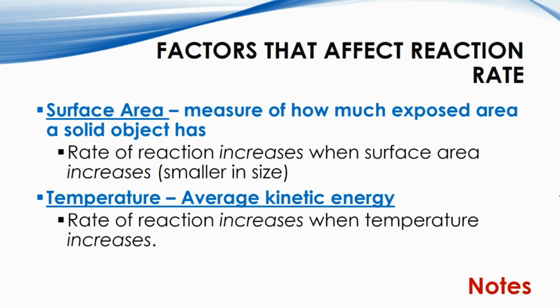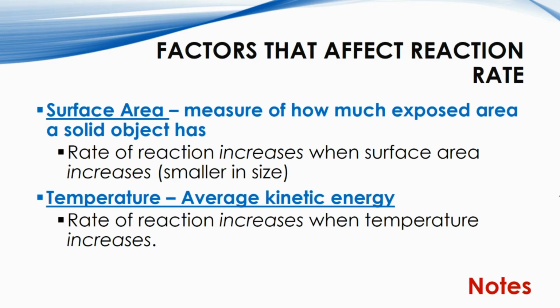Now that we talked about the three things that need to happen for bonds to be broken or formed, we also need to talk about, within collision theory, what is going to help us speed up, or in some cases slow down, the rate of reaction. When I talk about rate of reaction, I'm talking about how fast or how slow a chemical reaction is taking place. So there are four main things that we can talk about.